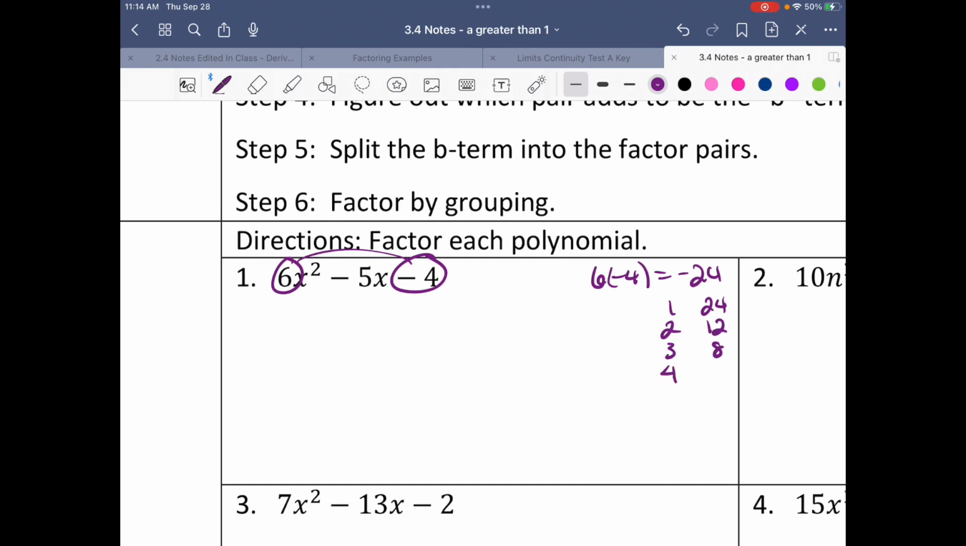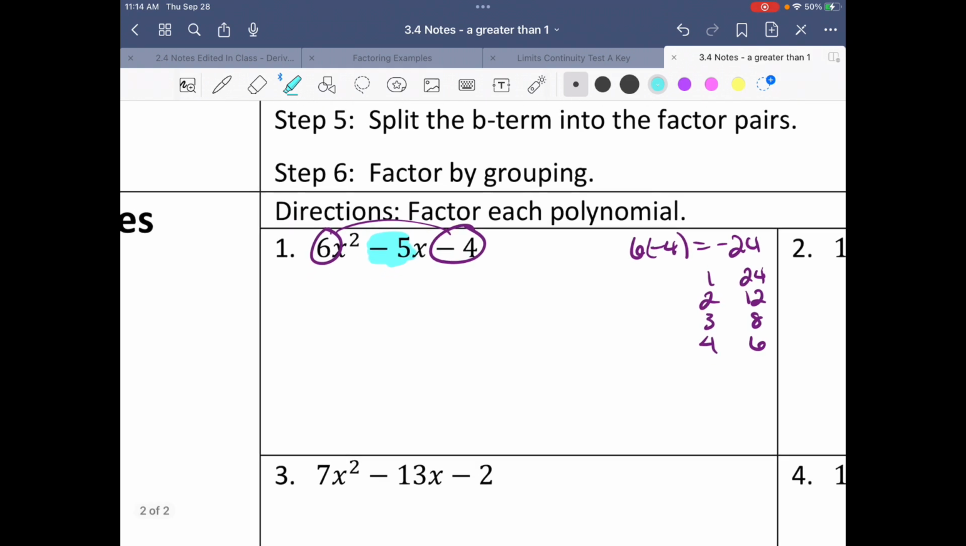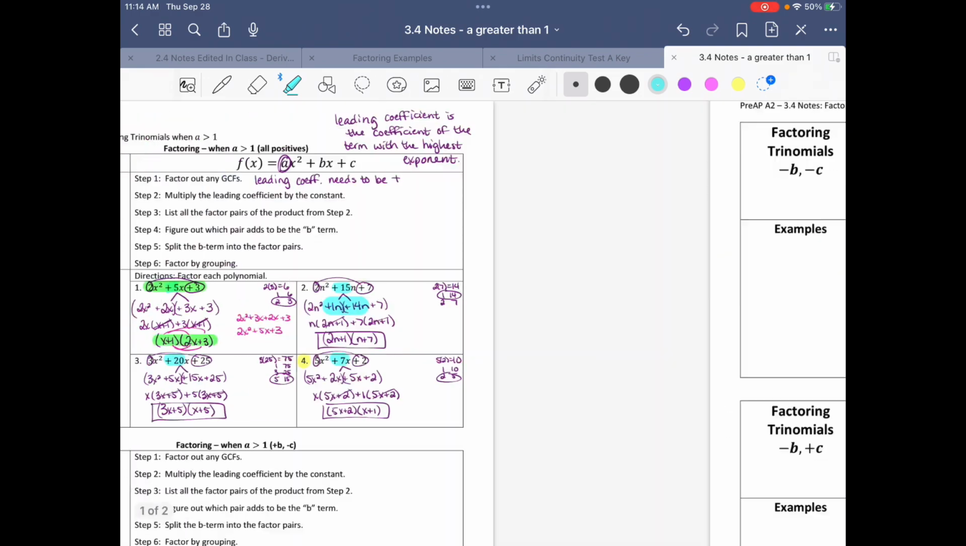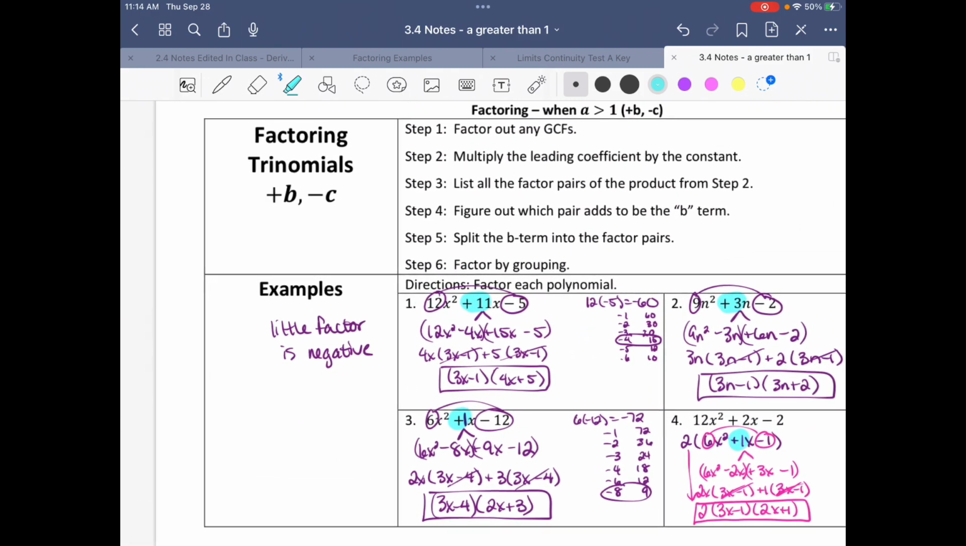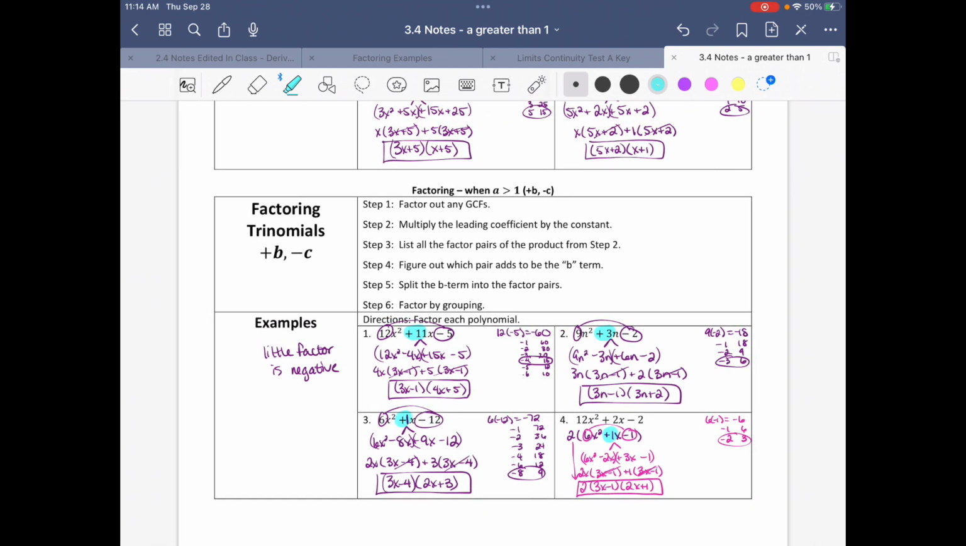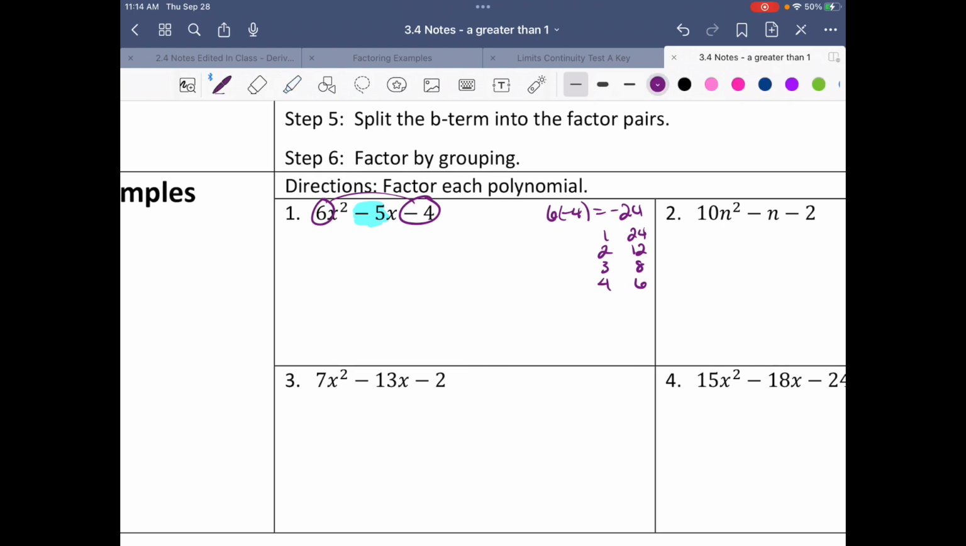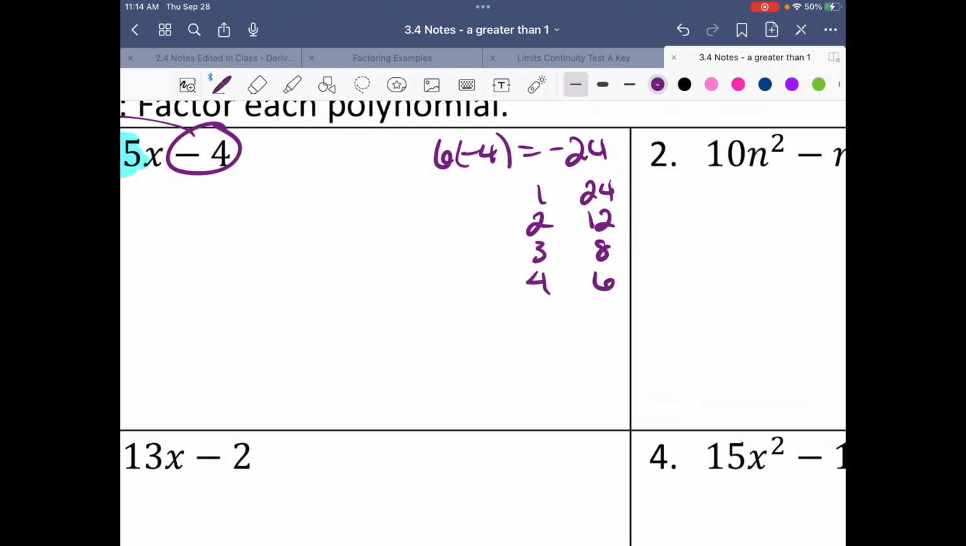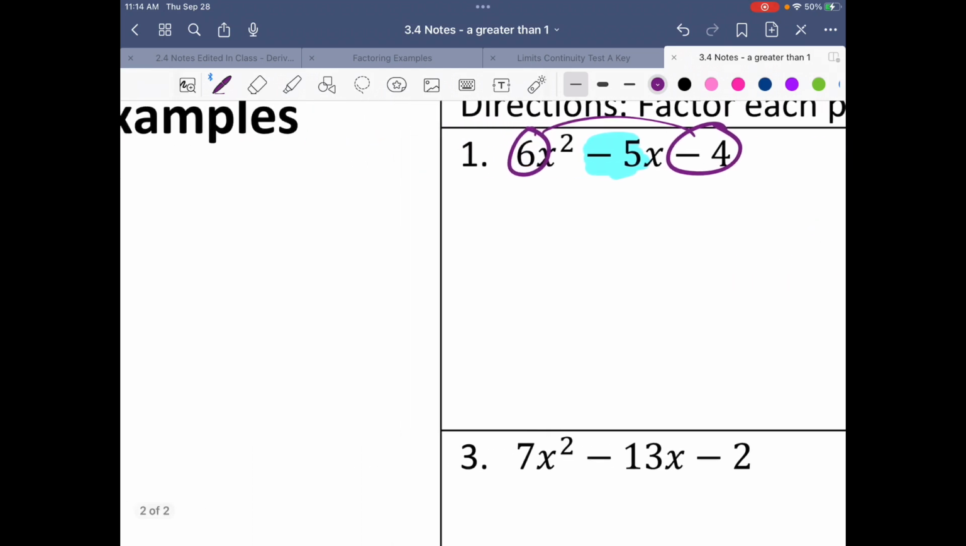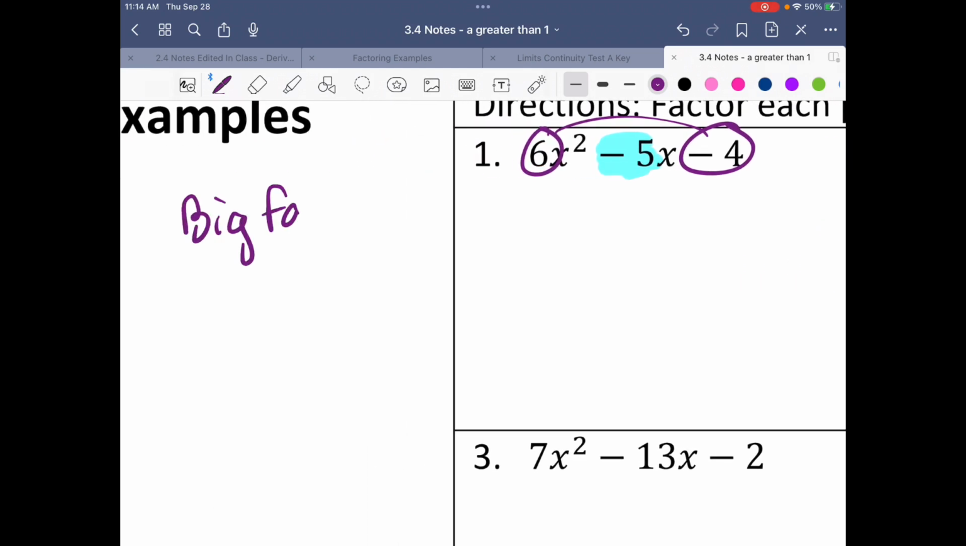Factor pairs. But this time I need my factor pairs to add to be negative 5. When it was positive B and negative C, it was the little factor that was negative. When they're both negative, that means my negative number has to outweigh the positive number. So the negative number has to be, in quotes, bigger than the positive number. So the big factor is negative.